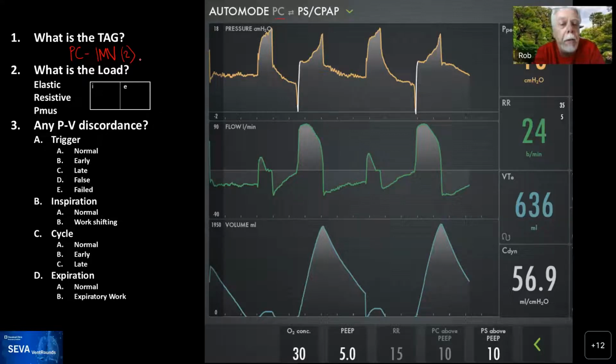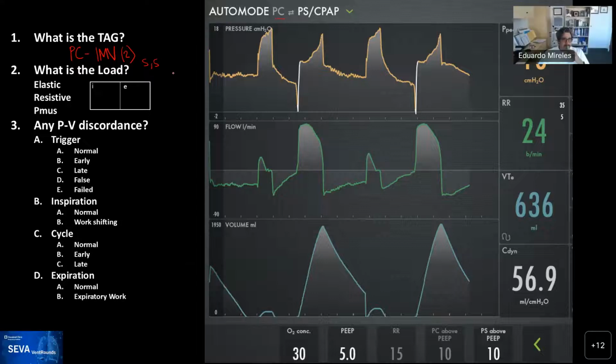Now, what about the targeting scheme? In this case, you can't really tell by looking at the waveforms, but you know by looking at the mode name that pressure control is set point targeting and pressure support is also set point targeting. So we have pressure control IMV type 2, S, S. Long answer.